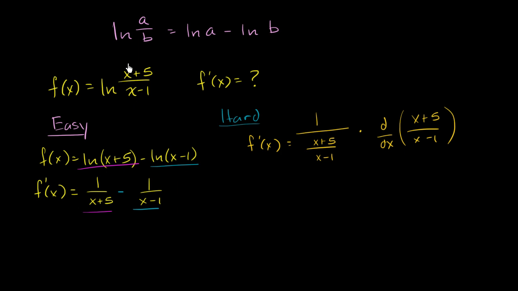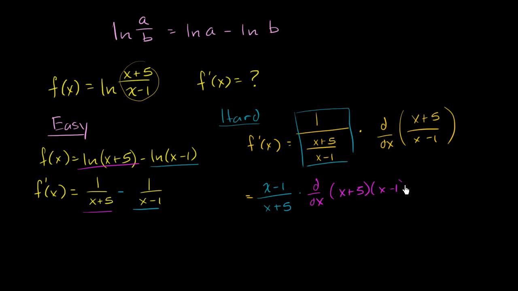This is just the chain rule. Derivative of this whole thing with respect to this expression times the derivative of this expression with respect to x. So let's see. This is going to be equal to, let me use some colors here. What I'm boxing off in blue, that's the same thing as x minus 1 over x plus 5. I'm just taking the reciprocal of this. And then it's going to be times, and then I'll do this in magenta. That's not magenta. So that's going to be times, and I'm going to rewrite it as the derivative with respect to x of x plus 5 times x minus 1 to the negative 1 power.